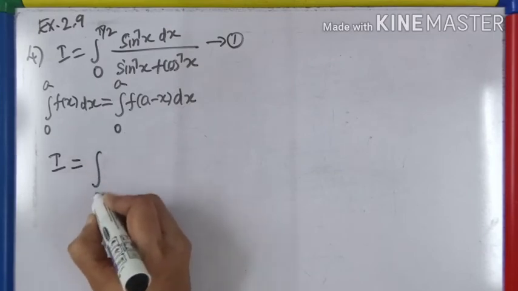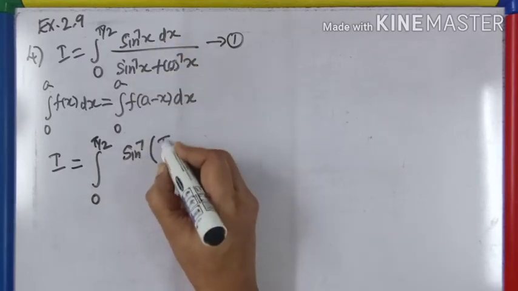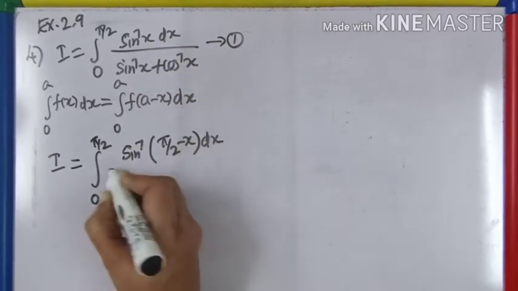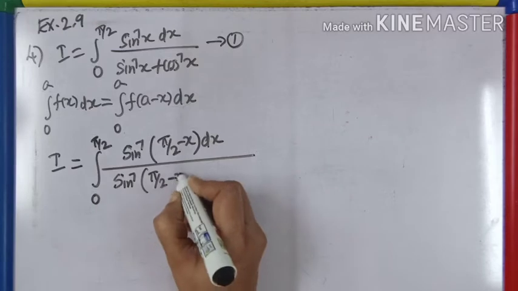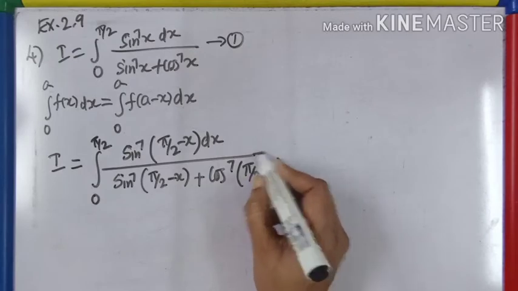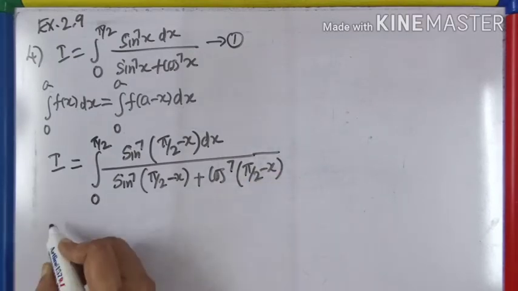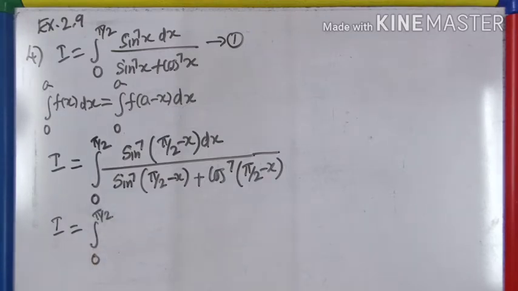I equals integral, there is no change, sine power 7, in the place of x I put pi by 2 minus x. Denominator sine power 7, in the place of x pi by 2 minus x. Cos power 7, in the place of x pi by 2 minus x. And remember, in trigonometry, whenever I have pi by 2 minus x, it changes. Sine becomes cos, cos becomes sine. Tan becomes cot, cot becomes tan.